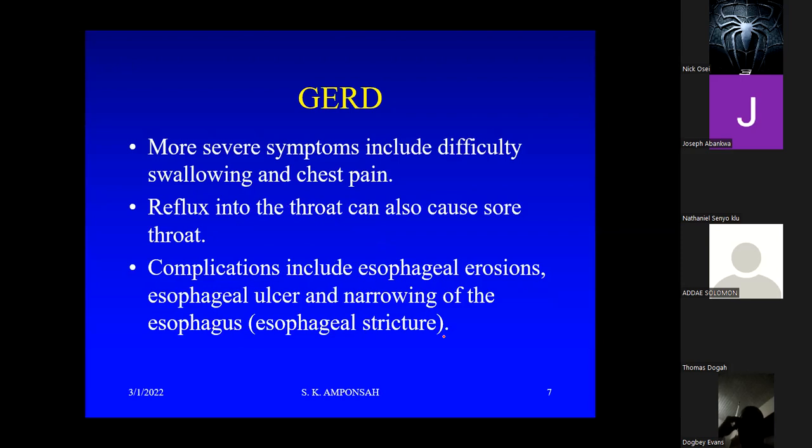Now, more severe symptoms include difficulty in swallowing and chest pain, because due to the harsh conditions of the acid, obviously when it comes into contact with the cells of the esophagus, it can lead to sores and therefore makes swallowing difficult. Okay, so you can end up getting a sore throat, and it can even lead to esophageal erosions, esophageal ulcer, and the narrowing of the esophagus, which is called esophageal stricture.